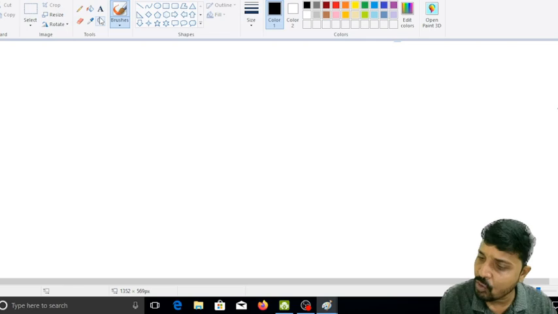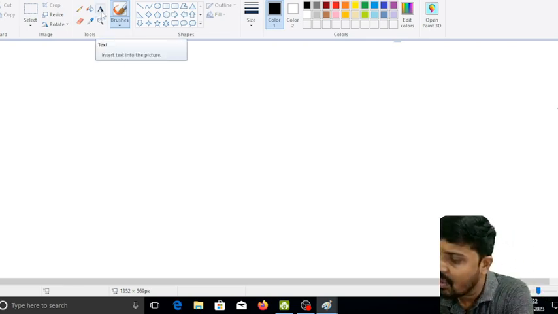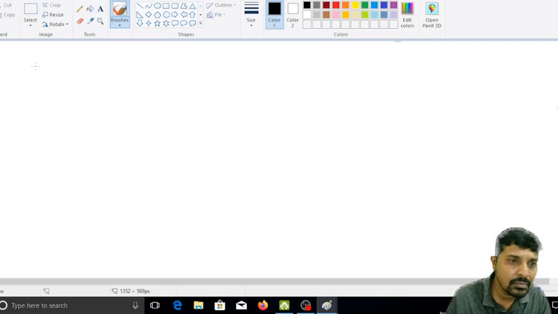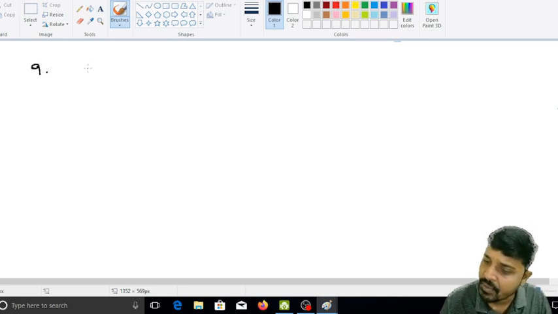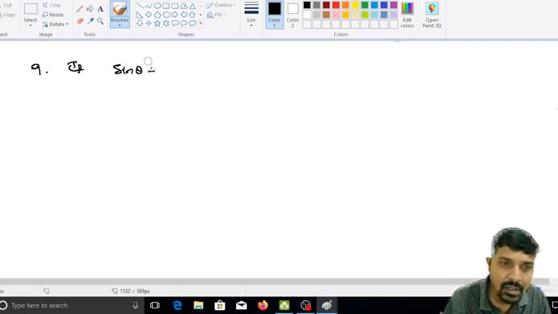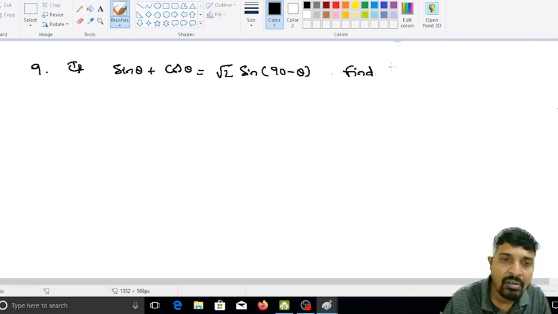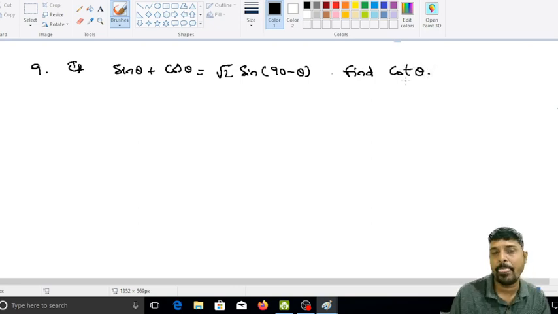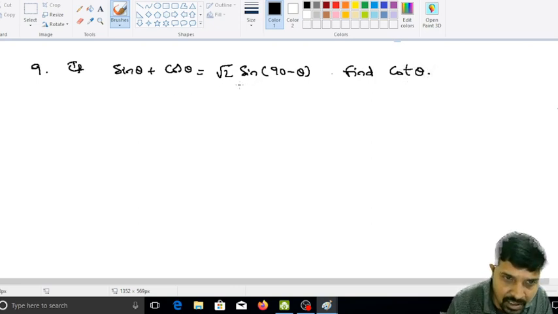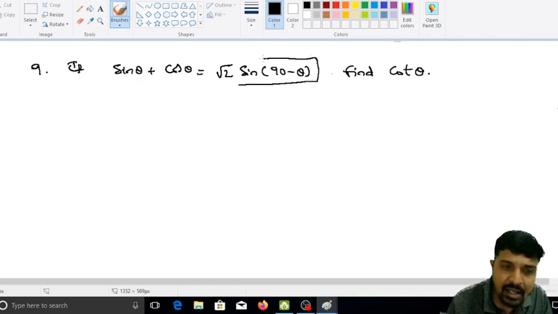Okay, we'll go for sum number 9. So what's sum number 9? If sin theta plus cos theta equals root 2 times sin(90 minus theta), find the value of cot theta. Okay, you see, this is the value that we have to find.